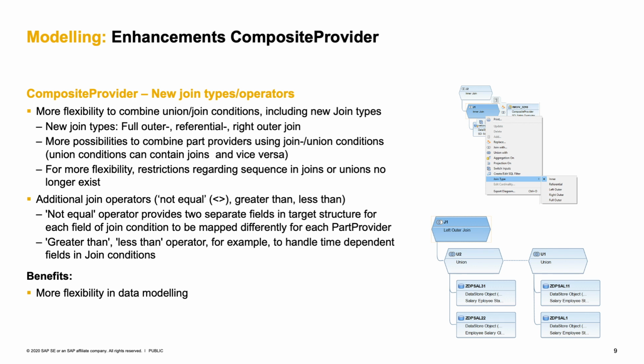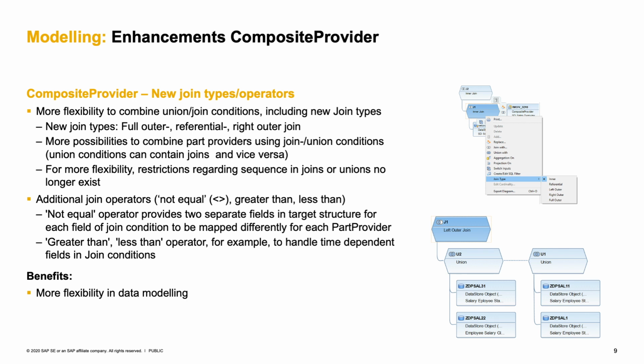But first, let's have a look at the composite provider. I have 3 slides on it, so you can see that we have added a lot of capabilities here. And the first thing which must be mentioned, of course, is that we have added more join types. So we have added capabilities to use full outer join, referential joins, but also wide outer joins, which provide a lot of new or more flexibility in your modeling scenarios.